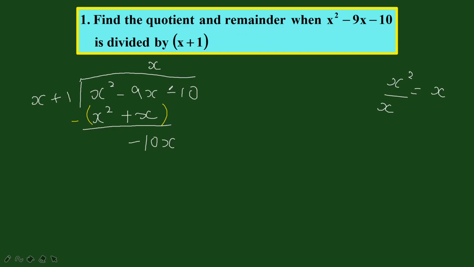Once that is done, I'm going to bring down this minus 10 here. So it's minus 10. So with this, I'm going to take the first element over here. So I will get minus 10x divided by the one that I have in front, which is x. So I'm going to get negative 10. I'm going to take this negative 10 and I'm going to write it over here. So I will take negative 10 multiplied with x. So I will have negative 10x. And then I will take negative 10 multiplied by 1 and I will get negative 10.